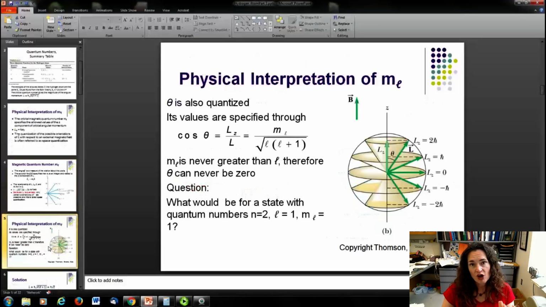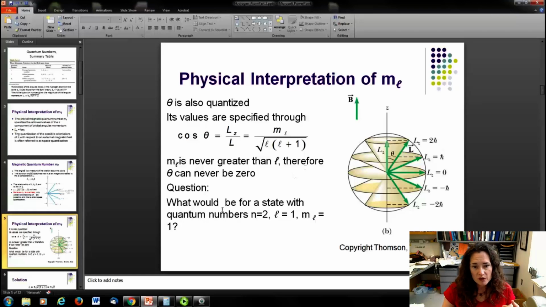All right, so this is the idea of space quantization. Now, of course, if you know the z component and you know the length, then you can also figure out the angle between the z-axis and your vector. That's given by cosine of theta equals Lz over L. The h bars cancel on the top and the bottom, and so cosine of theta equals m sub l over the square root of l times l plus 1. And then you can solve for what theta is.